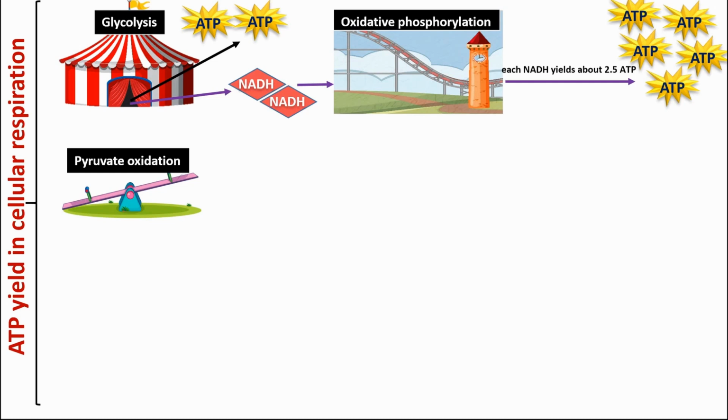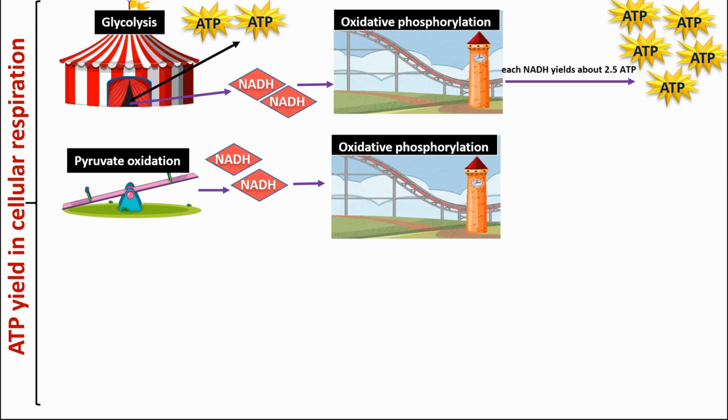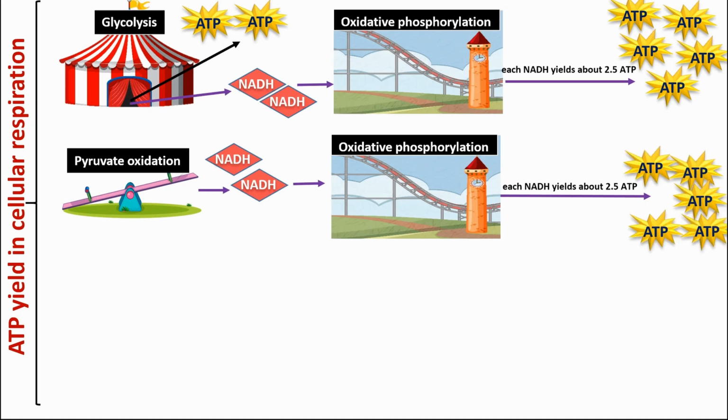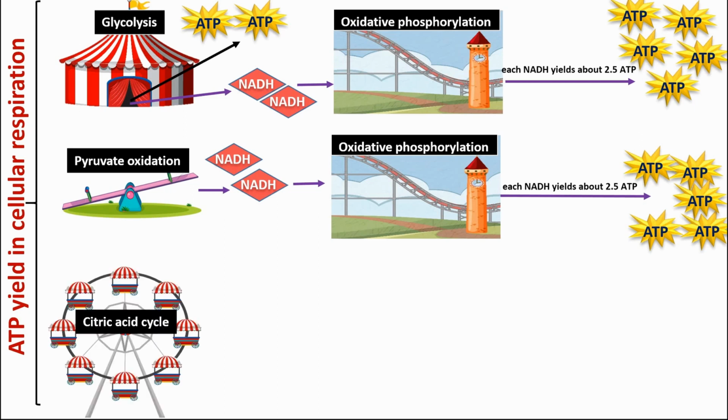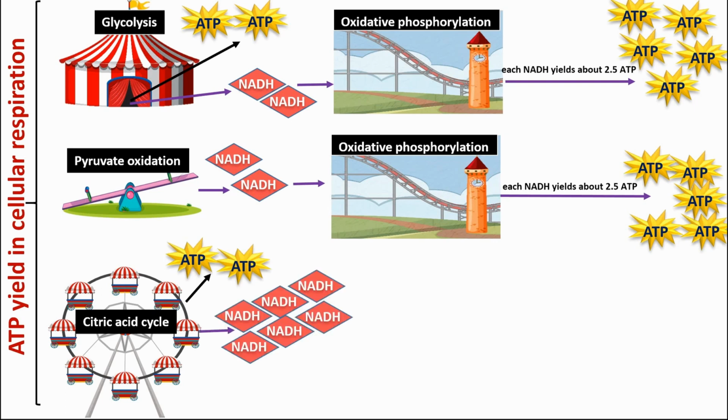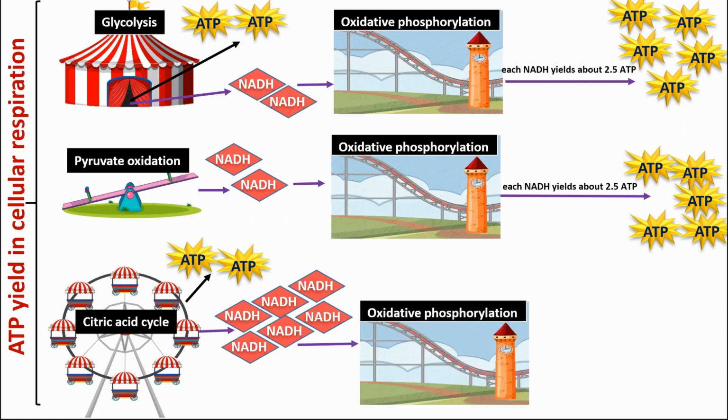Pyruvate oxidation makes 2 NADH. 2 NADH go to oxidative phosphorylation. Each NADH yields about 2.5 ATP, so 2 NADH produce 5 ATP. Citric acid cycle makes 2 ATP and 6 NADH. 6 NADH go to oxidative phosphorylation. Each NADH yields about 2.5 ATP. So 6 NADH produce 15 ATP.